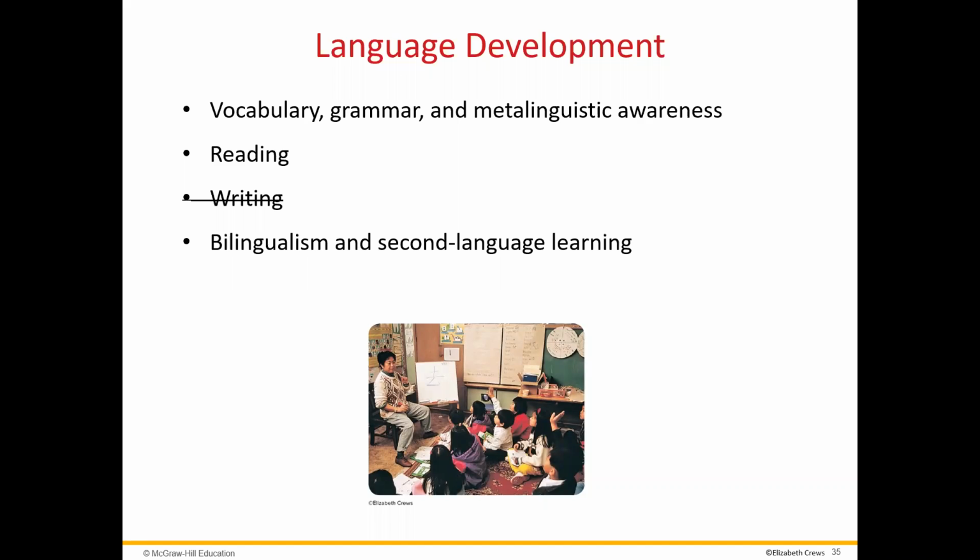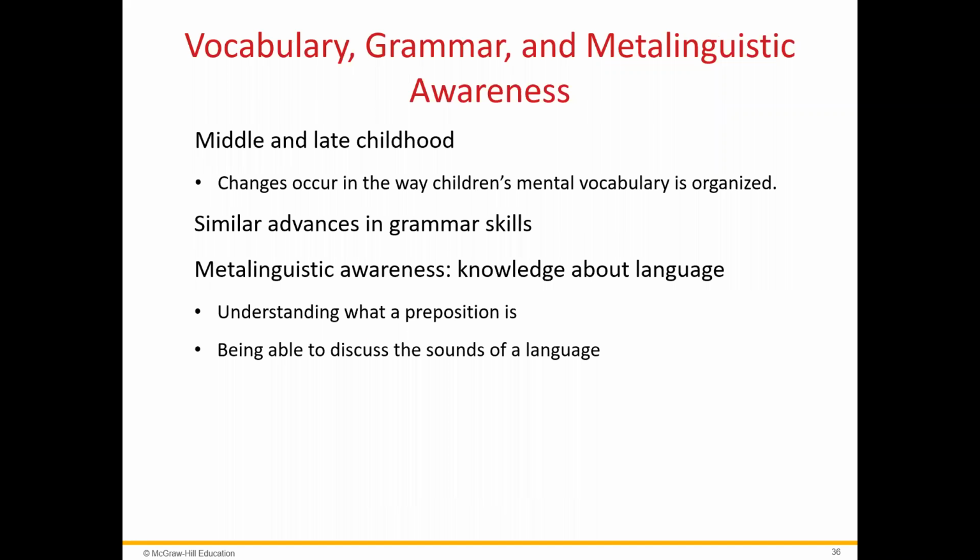In this final section of Chapter 7, we will look at language development. Three topics that we will cover are vocabulary, grammar, and metalinguistic awareness, reading, and then bilingualism. Just one slide per topic, so it should be relatively quick. Let's start with vocabulary, grammar, and metalinguistic awareness.